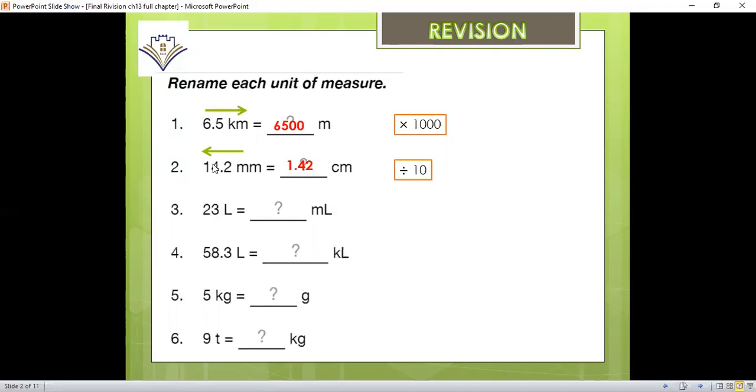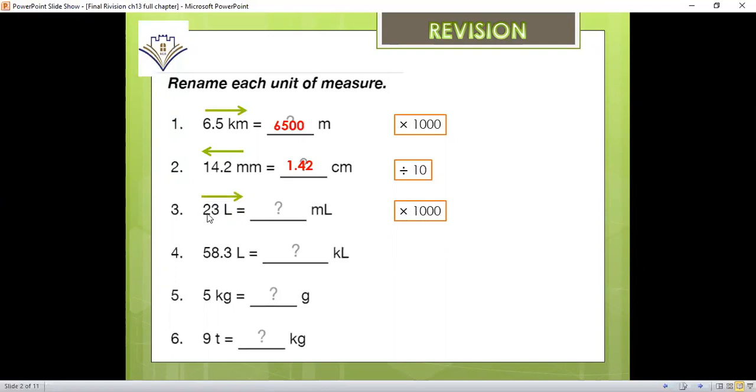Number 3: 23 liters equals dots milliliters. Then we need here to rename larger unit as smaller unit. Then we multiply it by what? 1 liter is equal to 1000 milliliters. Then we will multiply it by 1000. Then we move to the right. How many places? 3 places.